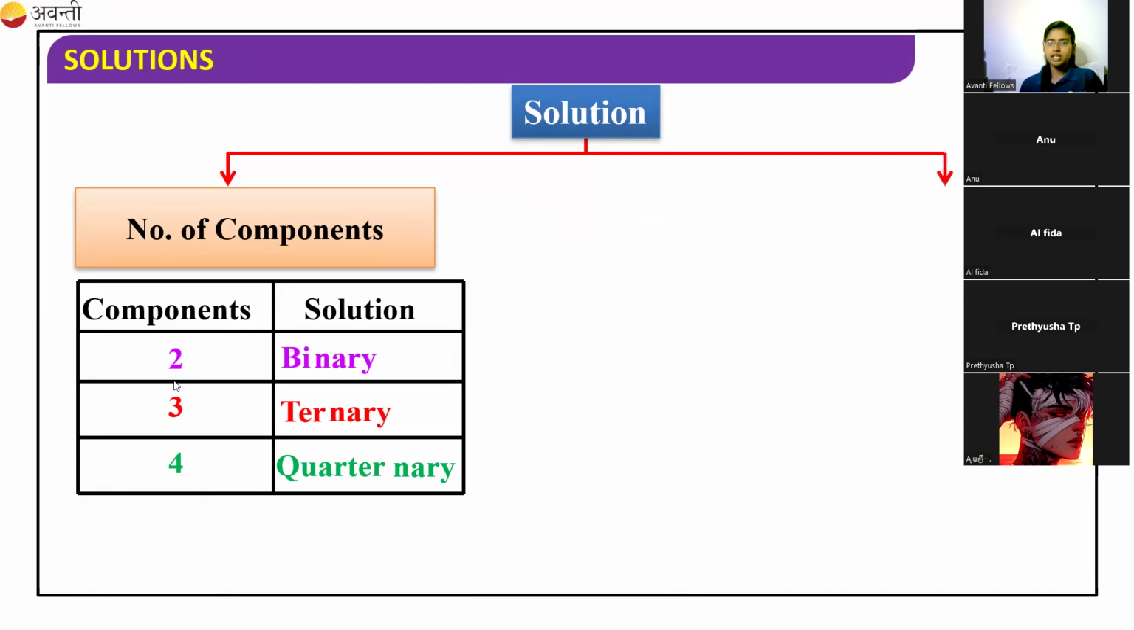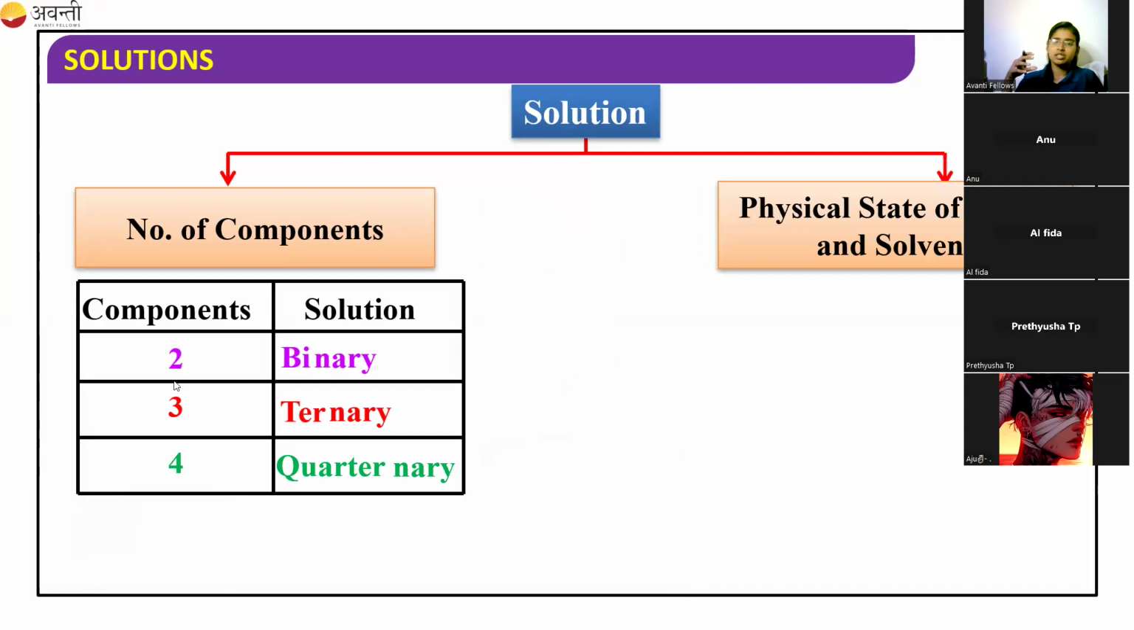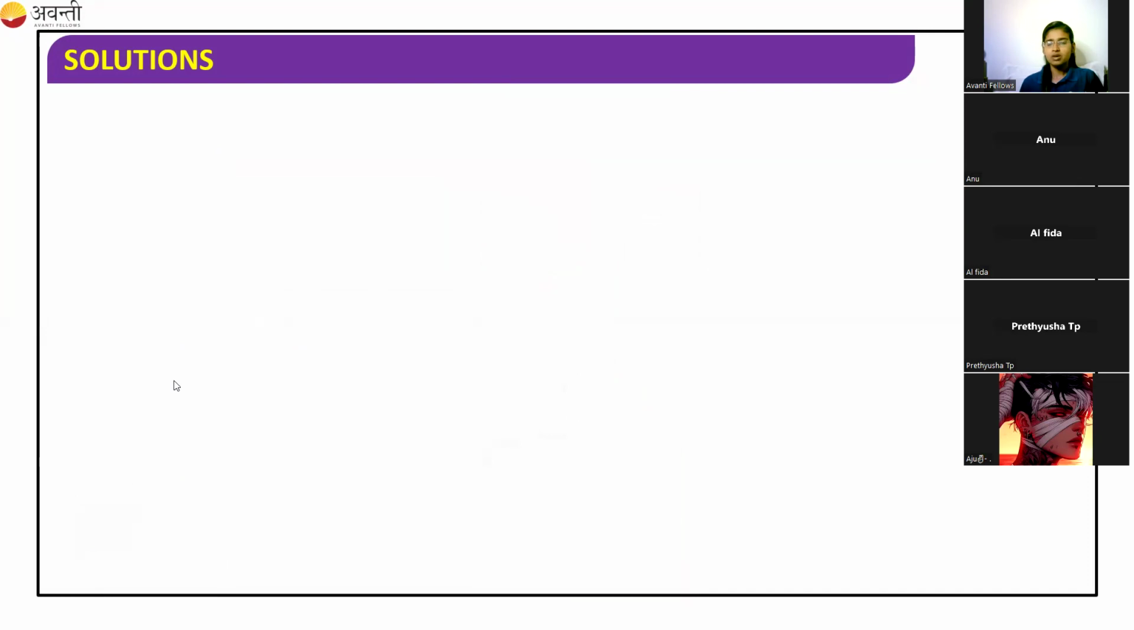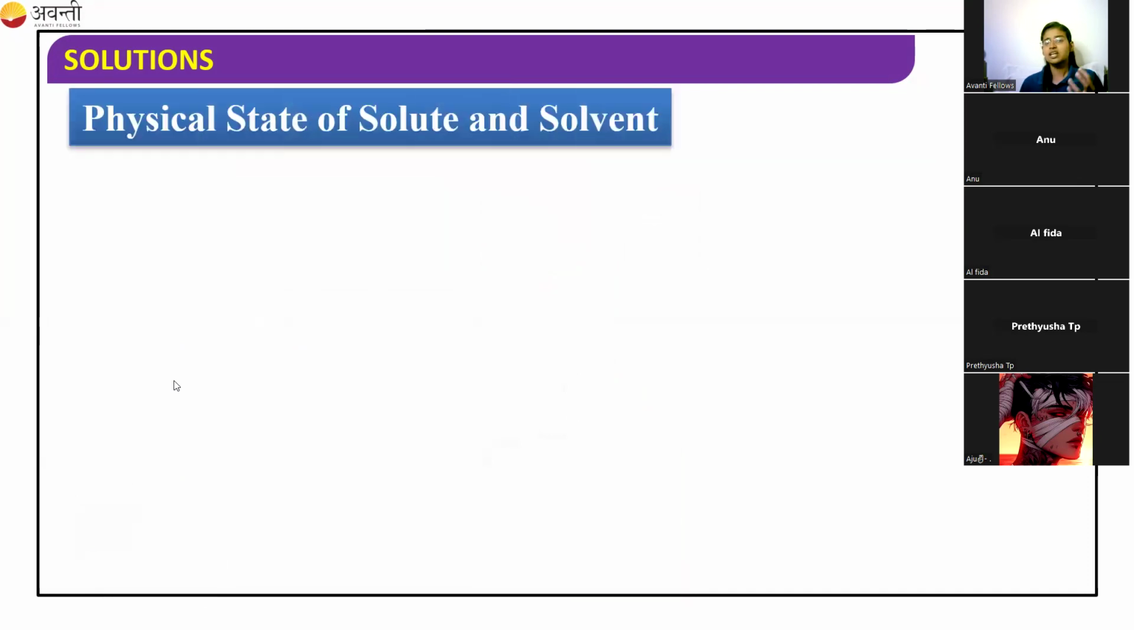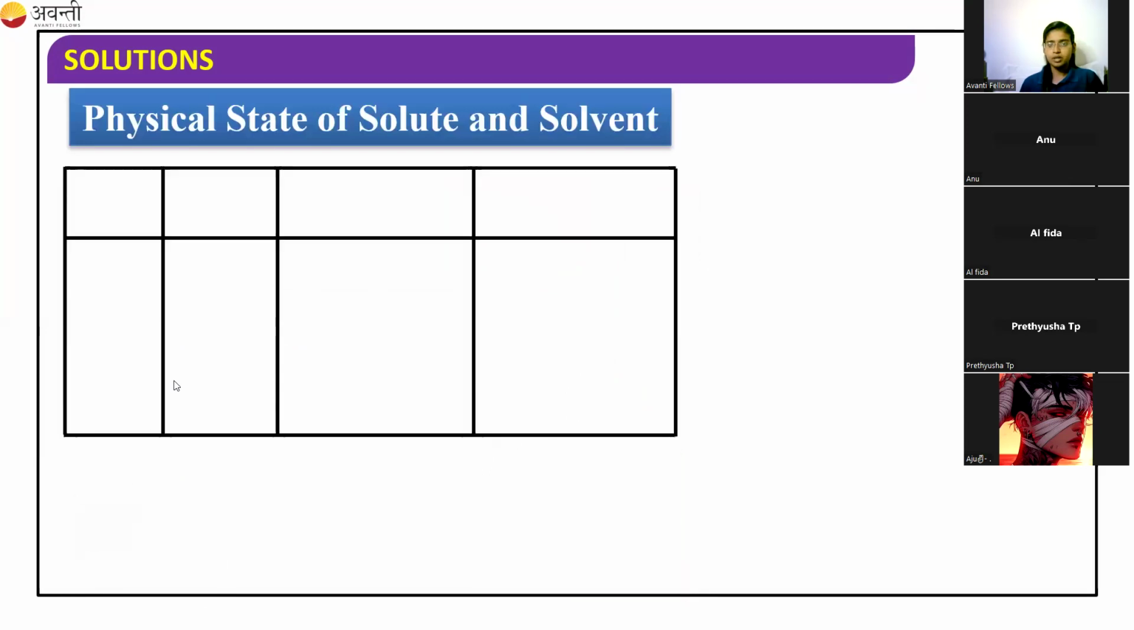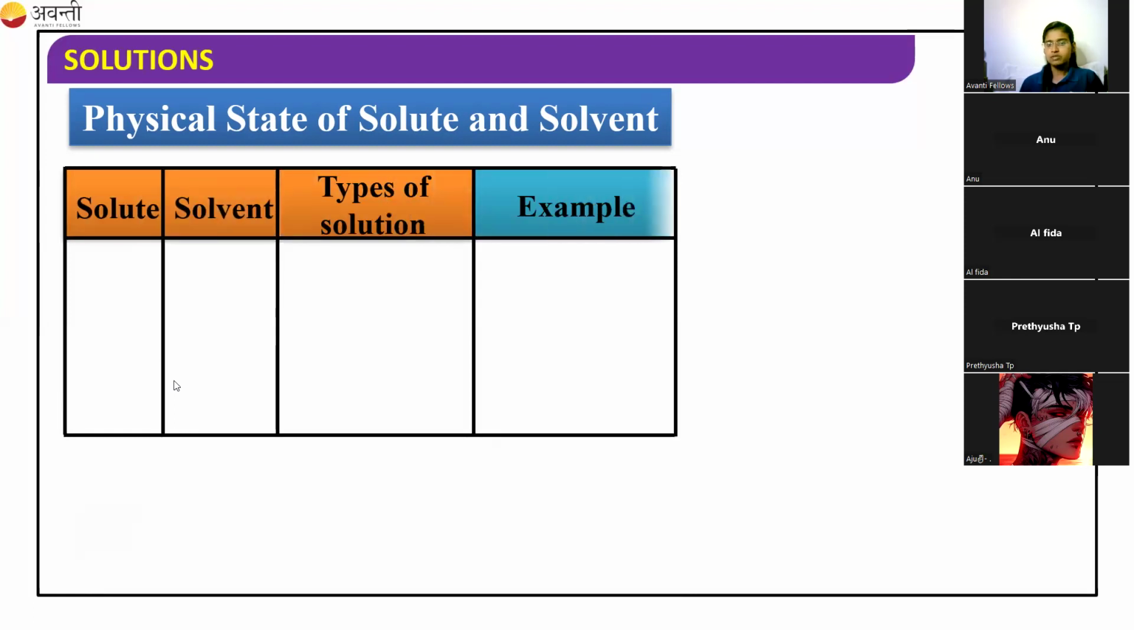And it is also classified based on the physical state of solute and solvent, the physical nature and appearance of the solute and solvent. Now we are going to discuss the second classification, which is based on the physical state of solute and solvent. For this, I am going to give you a tabular column. The first column is solute, next is solvent, third is types of solution, and fourth, we are going to see the examples for each type.